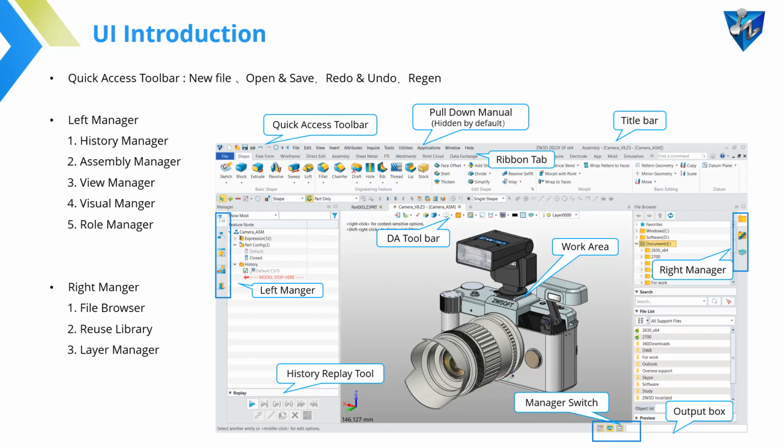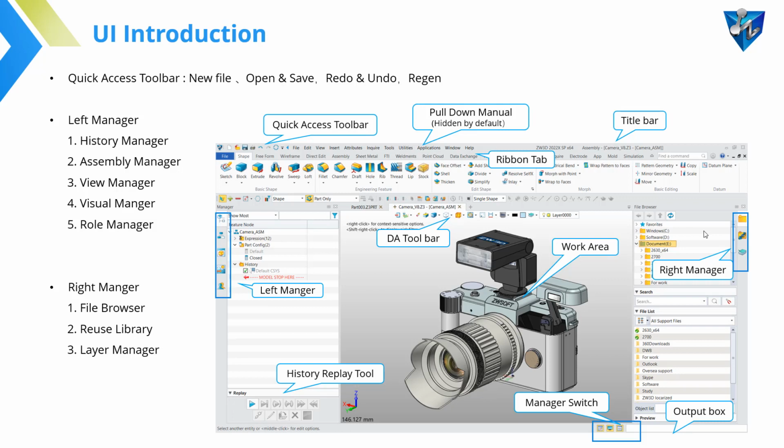In this slide, I will show you the user interface of ZW3D. As you can see from this picture, ZW3D consists of the quick access toolbar, pull-down menu on the top side, and the ribbon tab, which can switch between the different modules. And on the middle top, you can find the title bar. Moreover, on the left hand, you can find the left manager. You can switch between the history manager, assembly manager, view manager, visual manager, and the role manager.